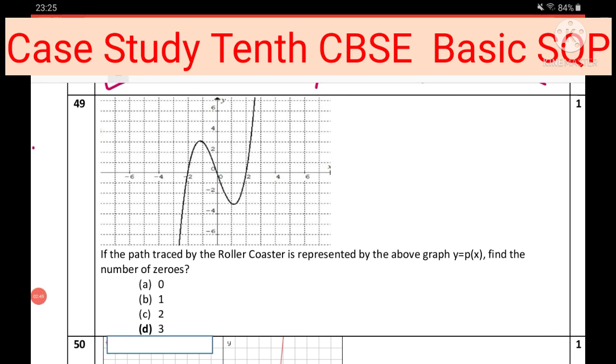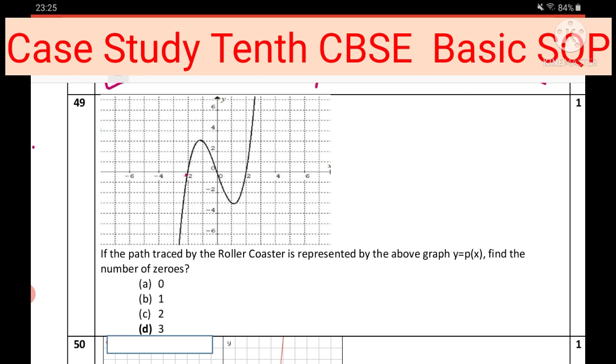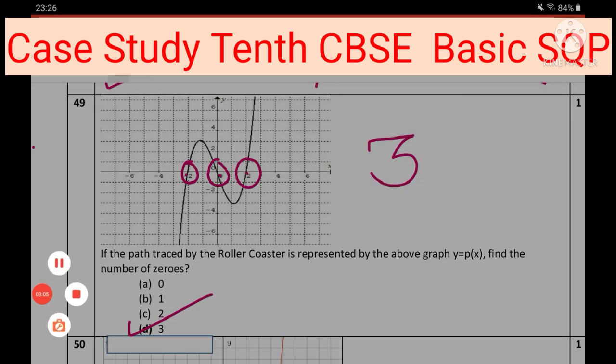Question number 49 says, if the path traced by a roller coaster is represented by above graph, find the number of zeros. So clearly the number of zeros are the points where the graph cuts x-axis, and there are 3 points where it cuts x-axis. Hence D, that is 3, is the right answer.